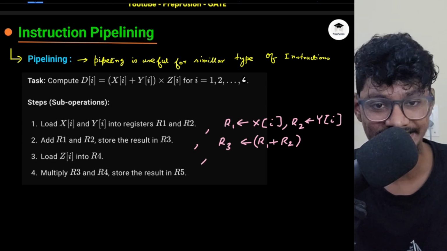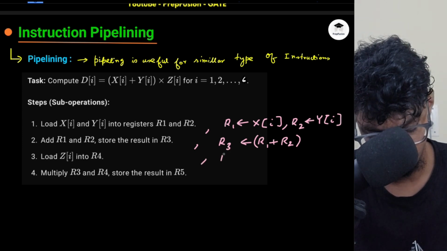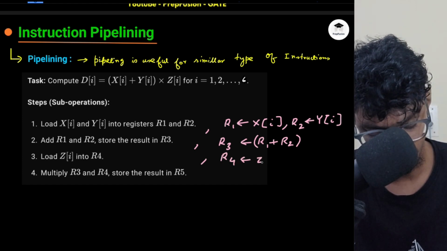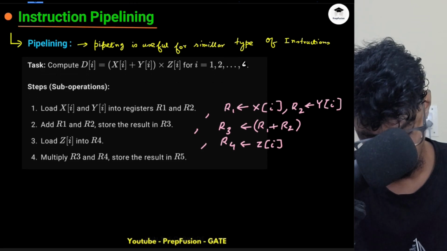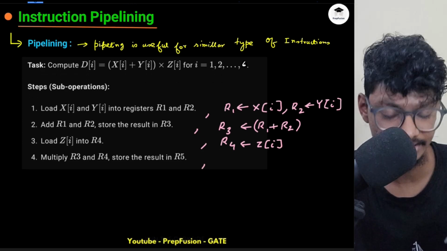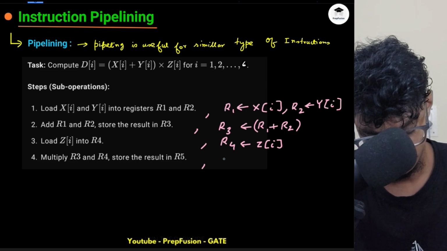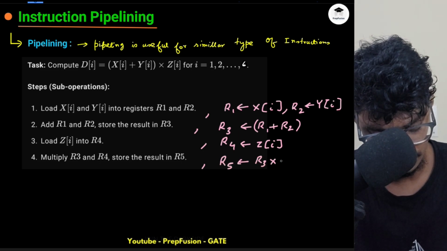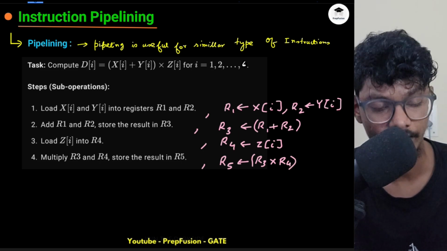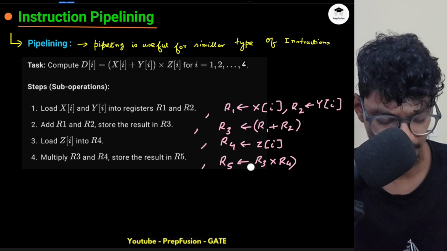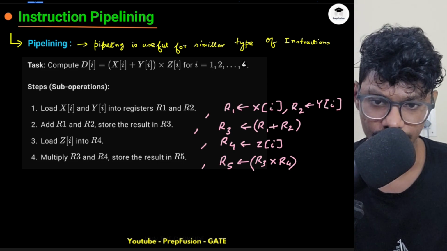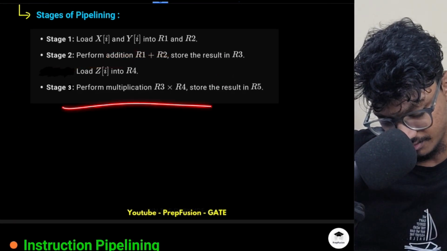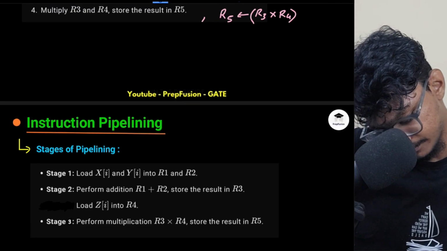Then I am loading the z_i value into R4. So in R4 the value is getting loaded. Then what I'm doing is multiplying R3 and R4 and storing the result in R5. So R5 is getting stored with the result of R3 times R4. Okay, so these are the micro operations that are happening in each stage. Stage 1 we load this data, stage 2 we perform addition, stage 3 we perform multiplication, and like this.